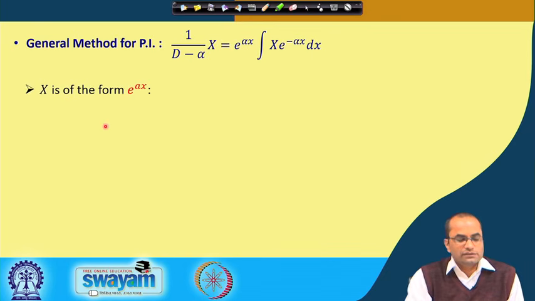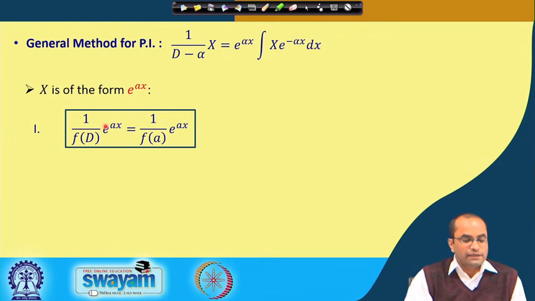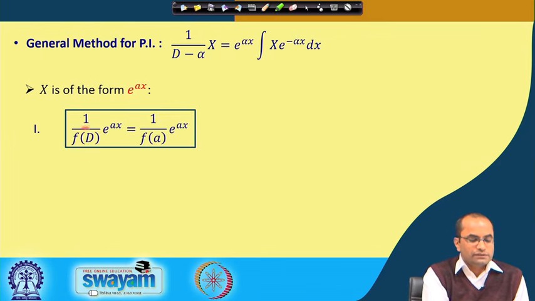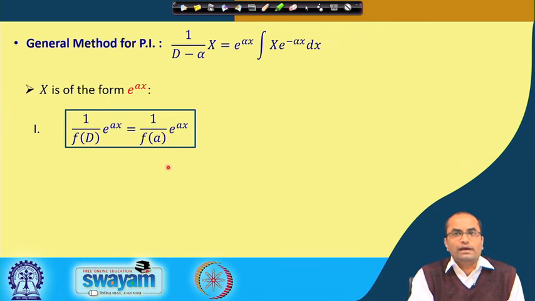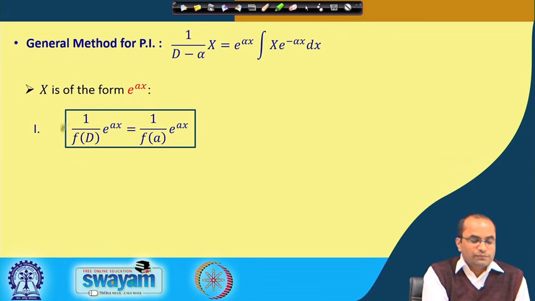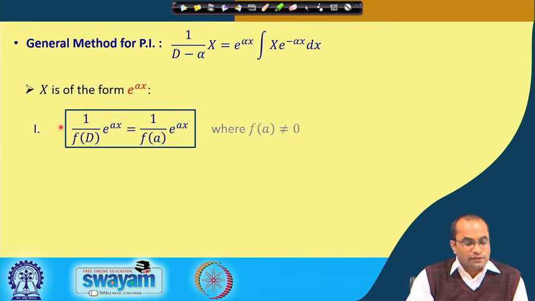But then we have also discussed the special form when X is an exponential function, meaning e power a x. In that case, we realized that when we apply the inverse operator, 1 over f(D), on the exponential function, the only change is that D will be replaced by a, and that will be the value of the operation.